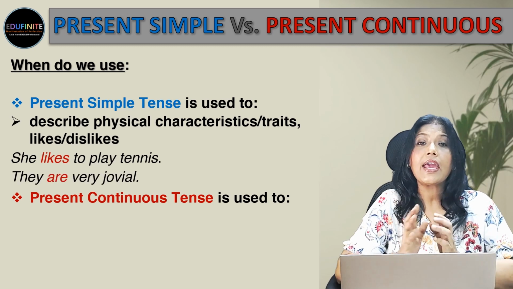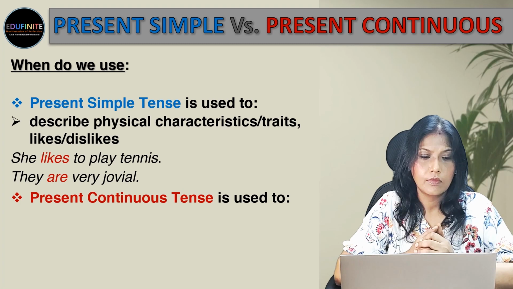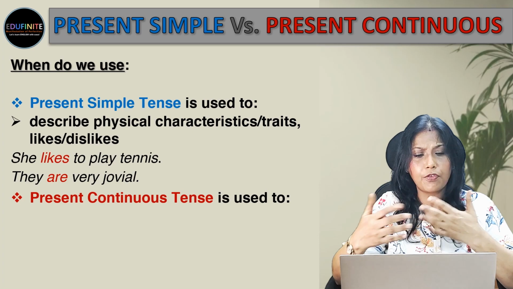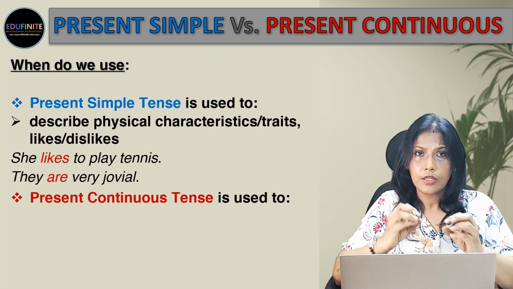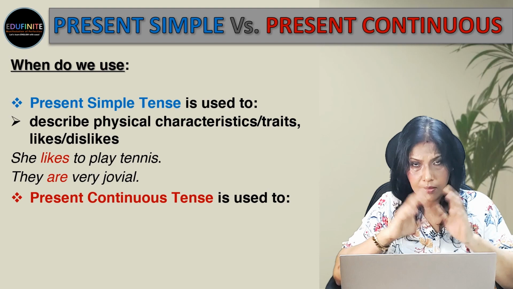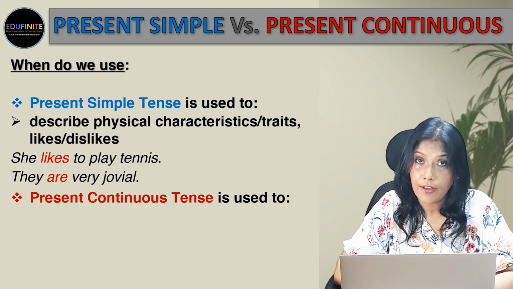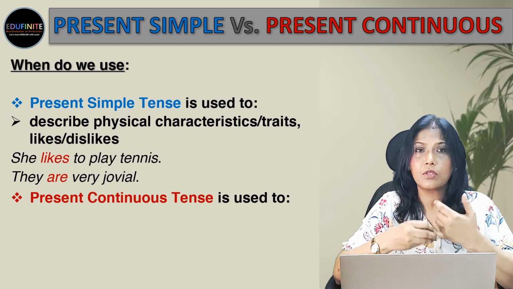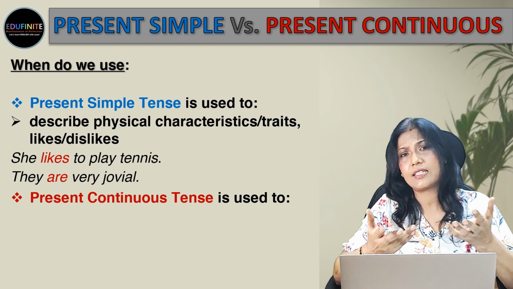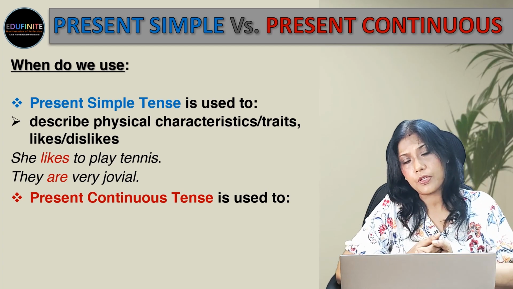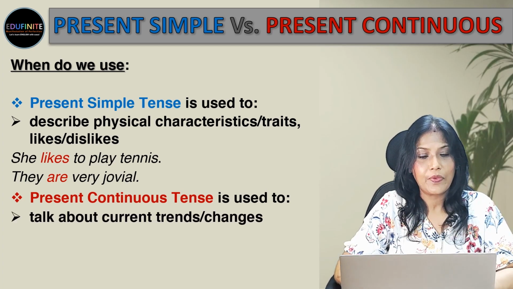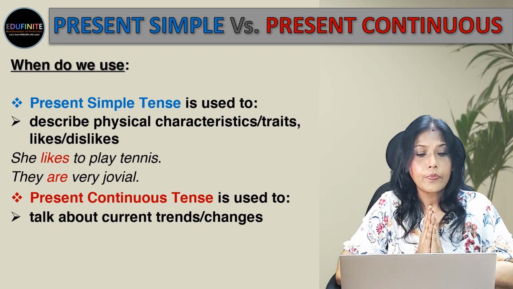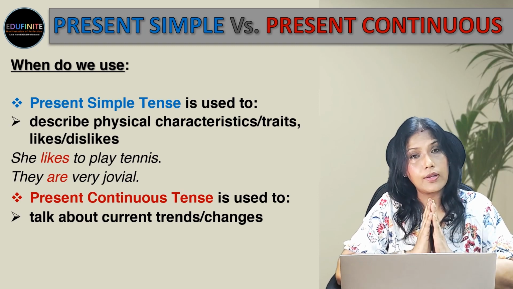Then we have, they are very jovial. Here, are is used as the main verb. So they are, because it's a trait of a person. What type of a person? They are. So we use over here are as the main verb. So they are very jovial. So see, while describing or telling about a physical trait or personality, or likes or dislikes of a person, we use present simple tense. Okay, now present continuous tense is used to talk about current trends or changes.